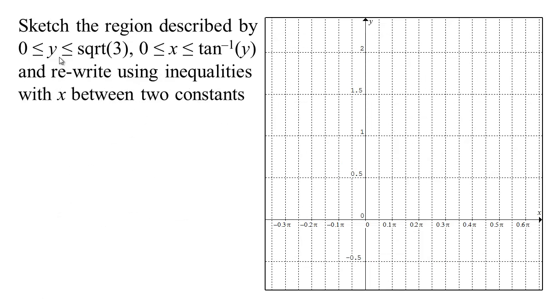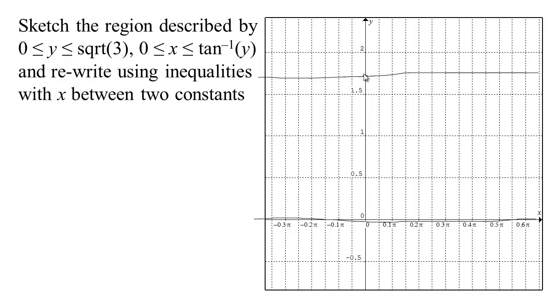Here we've got the region, y is again between two constants, and x is between two functions of y, although it's a fairly simple function of y. And we want to rewrite it using inequalities with x between two constants instead of y. So let's start by sketching this. The square root of 3 is about 1.7. So we've got a horizontal line here, about like that. And then the line y equals 0, the other end of the bounds on y, is this horizontal line.